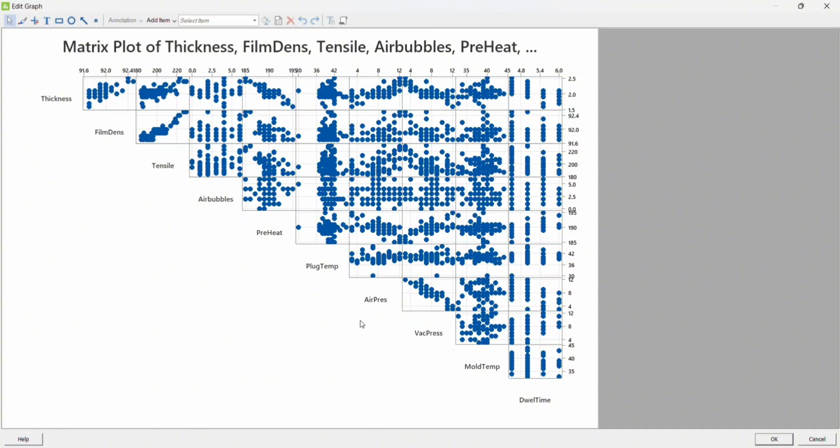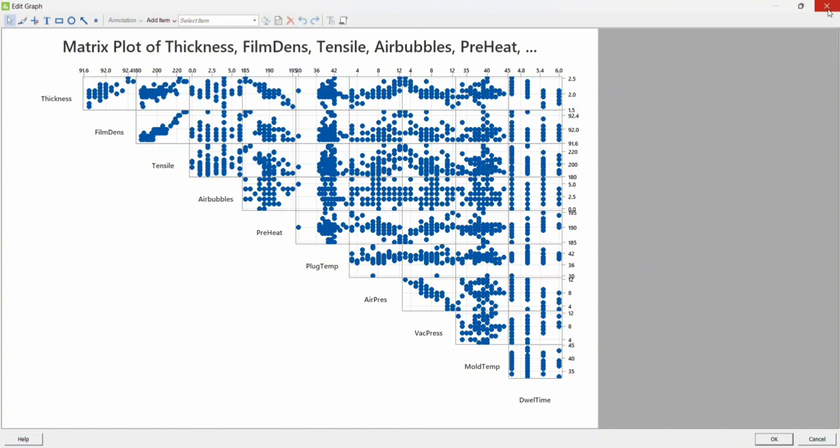In this way, you will be able to examine the relationship between your individual x's and your y, and also the x's among themselves, and you are able to see that there is some amount of collinearity between these two x's, film density and tensile strength. Similarly, there is some amount of collinearity between air pressure and vacuum pressure. You can see a relationship here. To an extent, air bubbles and preheat, and to an extent, tensile strength and preheat. Here also you can see some kind of collinearity. So you can understand the relationship between y and individual x's, and you can also understand the relationship among the x's using this kind of matrix plot. And this used to be our traditional graphical representation to understand multicollinearity.